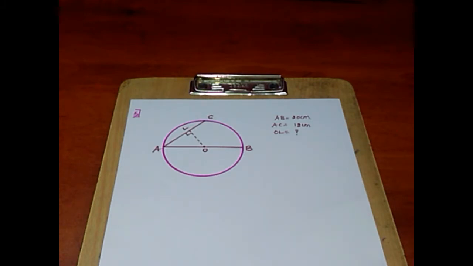The continued part of exercise 18C, question number 5. The diameter and the chord of a circle have a common end point. If the length of the diameter is 20 centimeter and the length of the chord is 12 centimeter, how far is the chord from the center of the circle? So let us draw the diagram according to the given instruction.